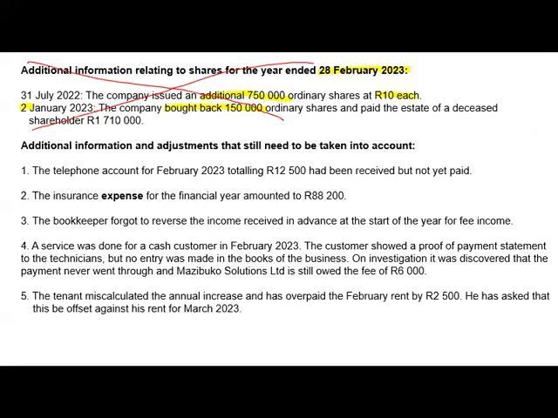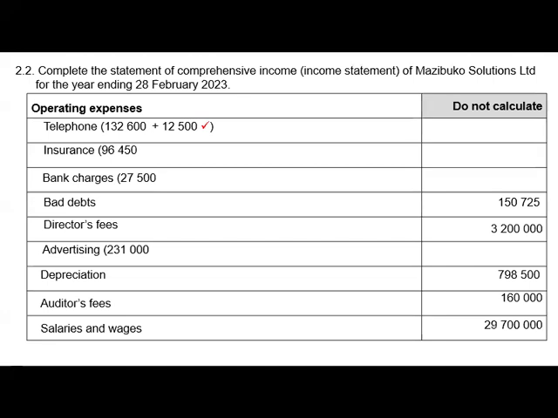I'm going to go to the trial balance. How much am I given in the trial balance as insurance expense? It's not even there in the trial balance, so I'm going to look under operating expenses. Do we have insurance expense? It's 96,450. So what is that 96,450? It represents insurance that we have paid. But is that insurance correct? The actual insurance is 88,000. So what must happen to this 96,000? It must decrease.